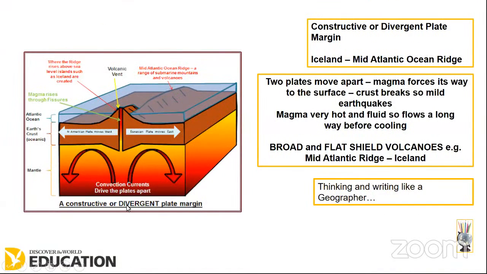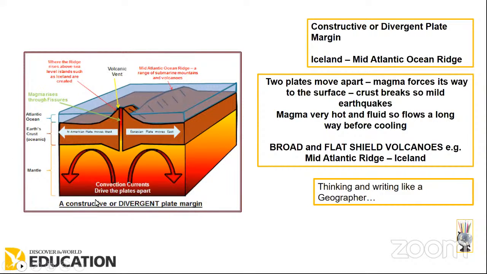Okay, so let's move on now to a divergent or a constructive plate boundary. And here you have the plates moving apart. So two plates move apart, magma forces its way to the surface, the crust breaks, so you get mild earthquakes, but only mild. But the magma here is very hot and fluid, so it flows quite a long way. And you do often get broad and flat shield volcanoes, for example, in the Mid-Atlantic Ridge in Iceland. A constructive or a divergent plate margin is quite an easy one to understand, and it causes the Mid-Atlantic Ridge. So you've got this fantastic example as well.